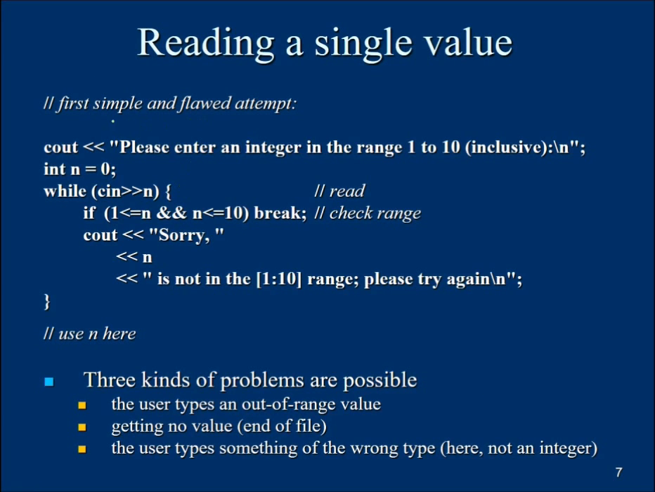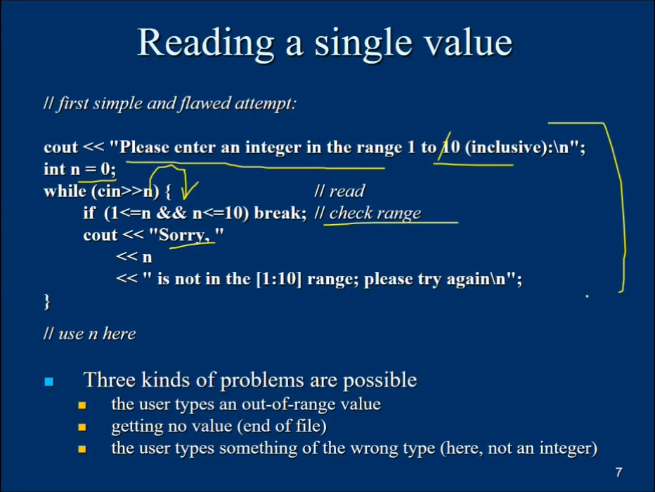Then reading a single value. How to read a single value? Let's assume that we ask users, please enter an integer in the range of 1 to 10, and specifically we have asked the user to enter an integer in this range, right? If n is equal to 0, that is we start with 0, and we try to see for each and every value which has been entered, what is the value? Is it between 1 and 10? It's okay, otherwise we say sorry, this is not in the range.